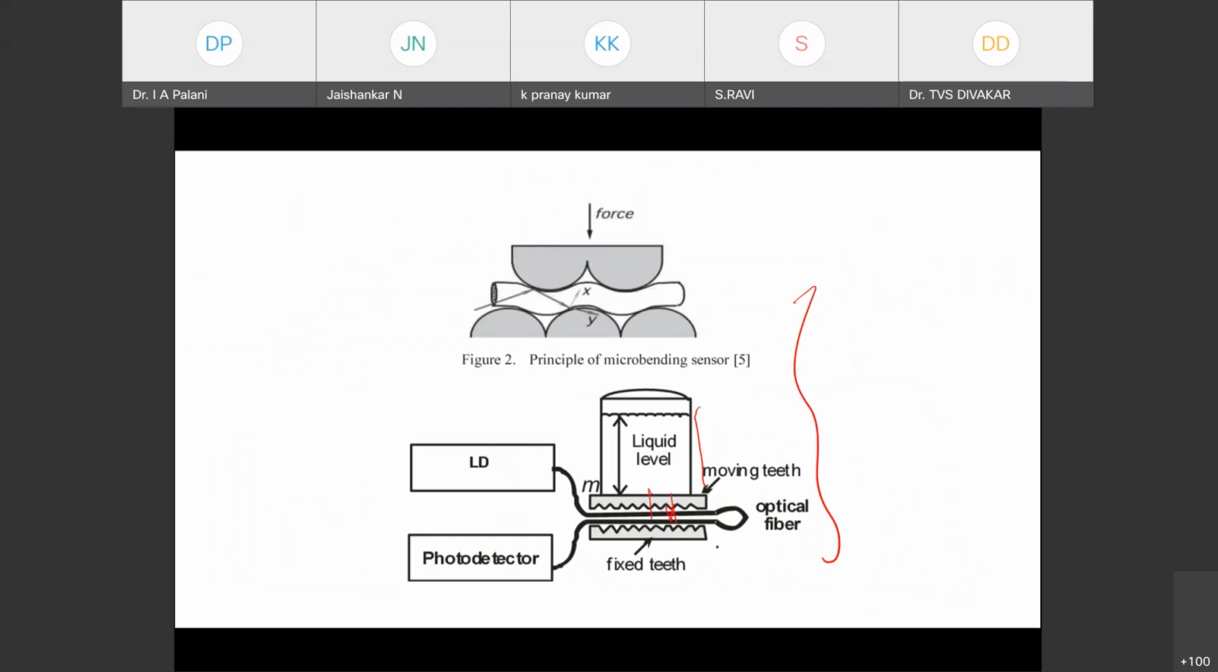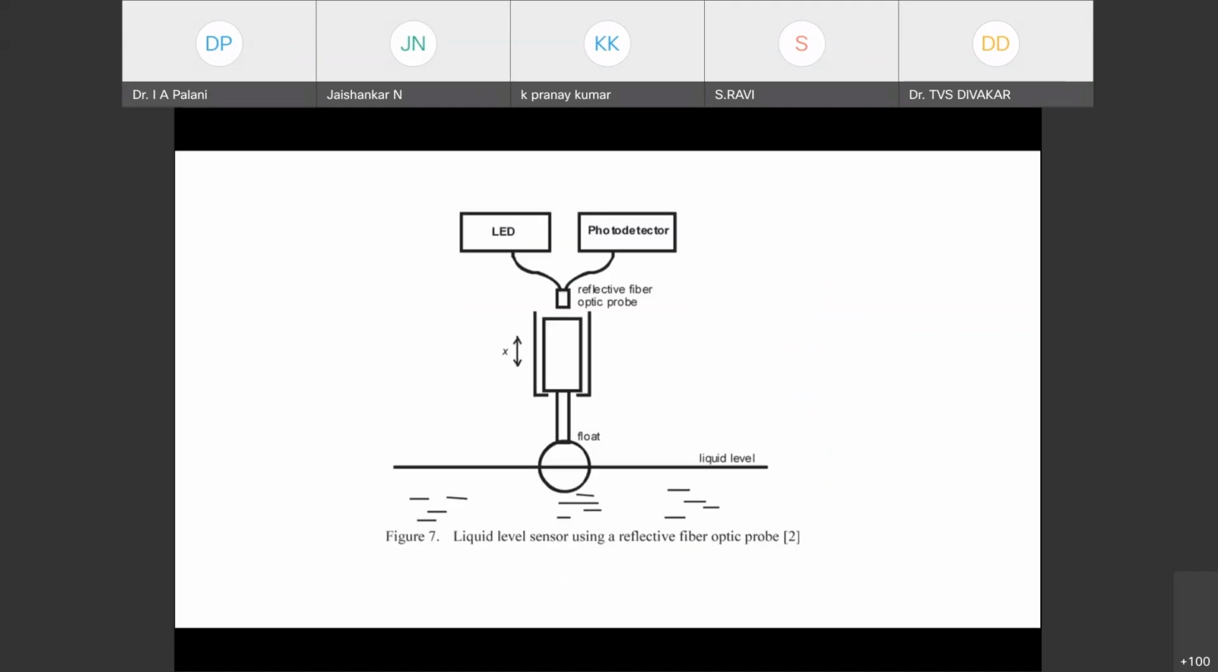So when the force is exerted on the optical fiber, there is a deflection which is happening, and that deflection is being efficiently measured. This is an interesting thing for a liquid level sensor. You have an LED and a photodetector, and there is a reflecting probe over here. With respect to your float, this moves back and forth. When this moves back and forth, your LED and the photodetector act as a sensing medium to sense the float in a precise way. In fact, this is a very good system for diagnosing the fiber optic beam.